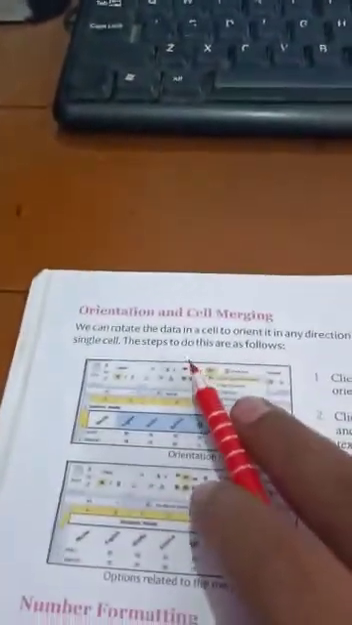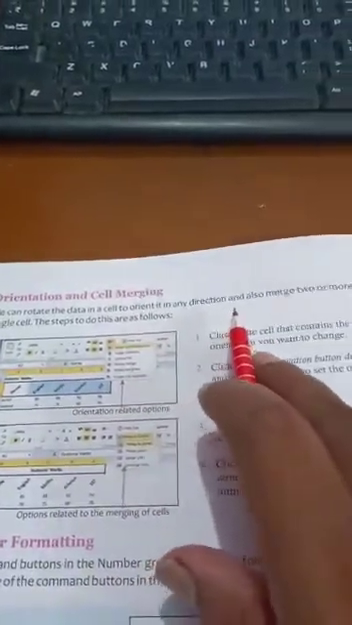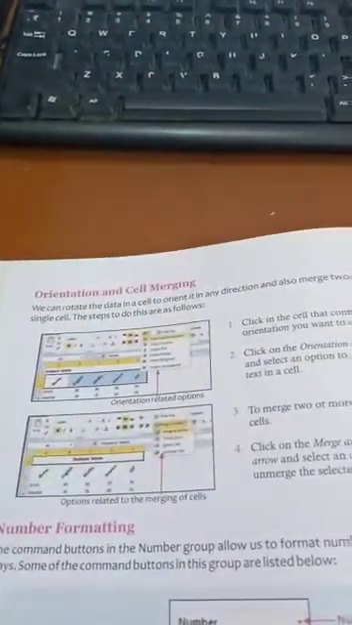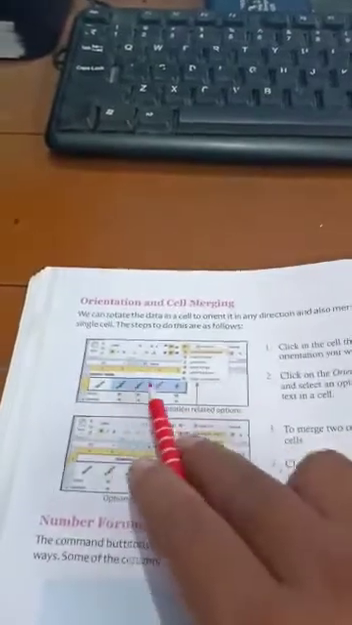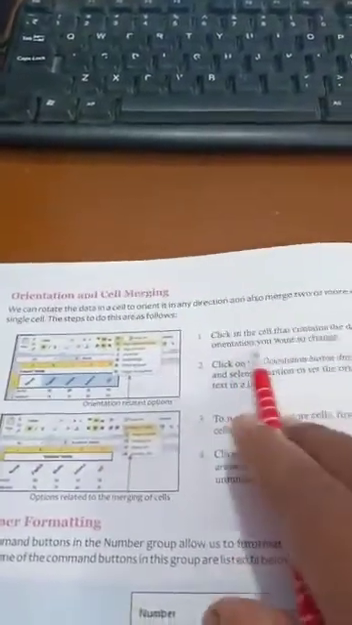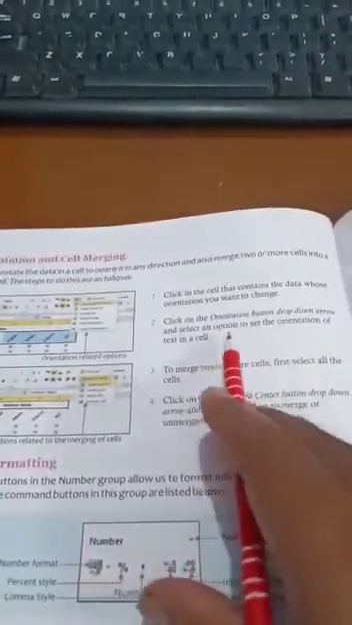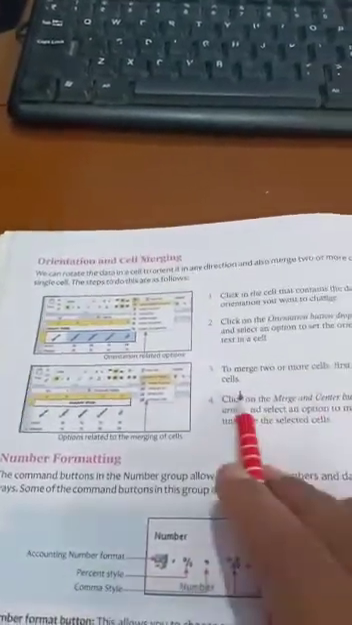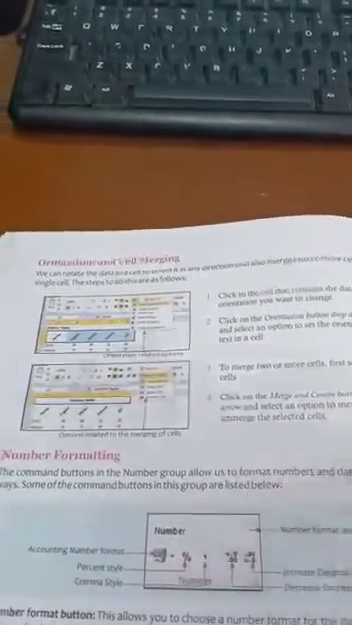Orientation and cell merging. We can rotate the data in a cell to orient it in any direction and also merge two or more cells into a single cell. Okay, I will show you. The steps to do this are as follows. Click in the cell that contains the data whose orientation you want to change. Click on the orientation button drop down arrow, and select an option to set the orientation of text in a cell. To merge two or more cells, first select all the cells. Click on the merge and center drop down arrow, and select an option to merge or unmerge the selected cell.